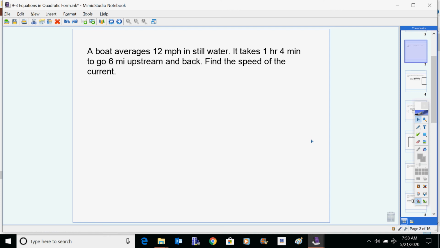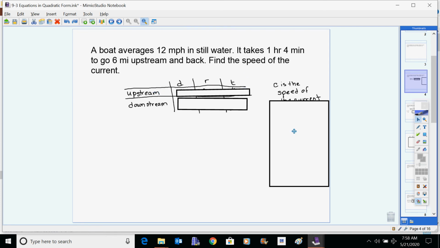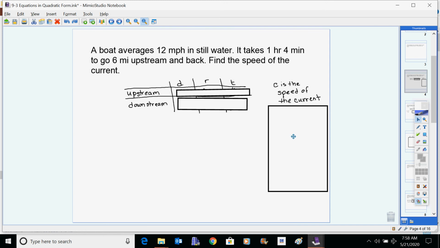But there's also the fact that the current is pushing the boat. So we need to take our distance equals rate times time to a whole new level, because we have to take into account the speed of the river, it's pushing, either helping the boat or against the boat. So we have distance equals rate times time. That's our old friend from way back.